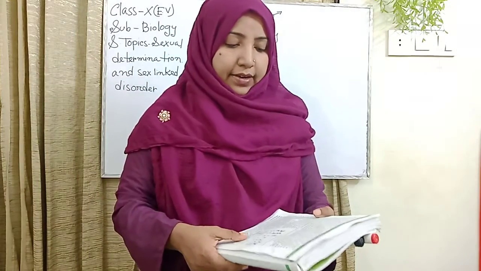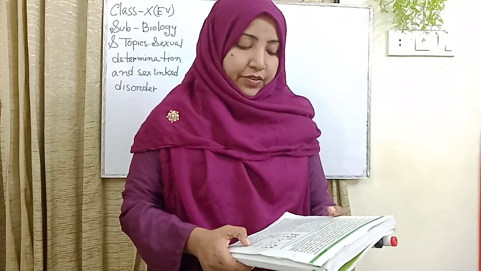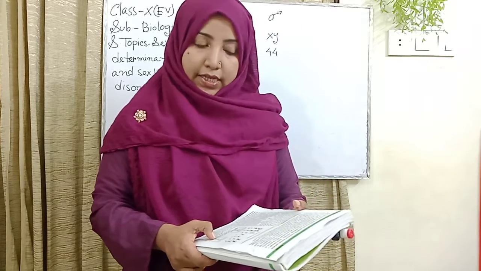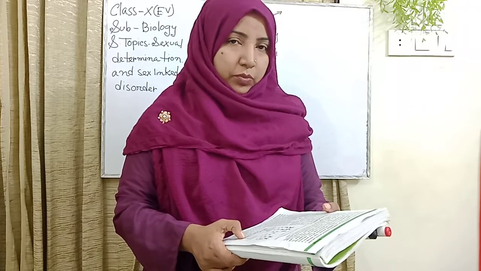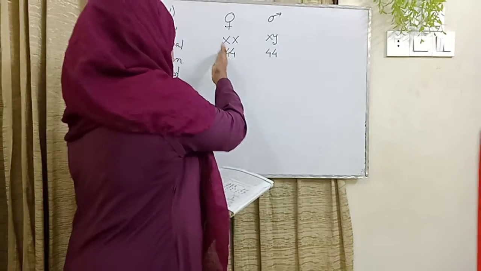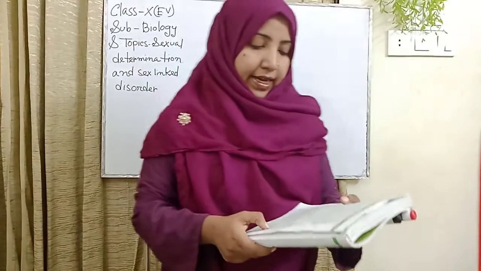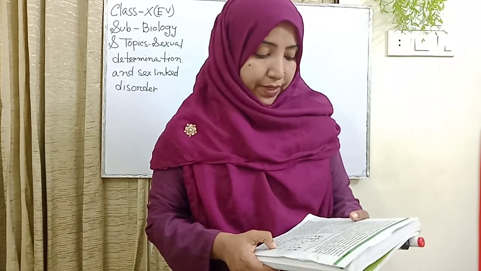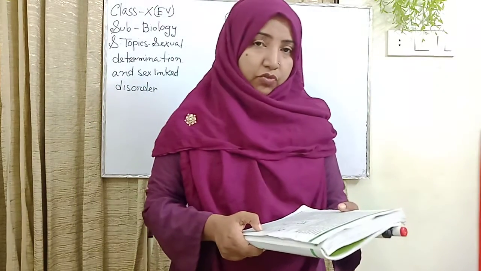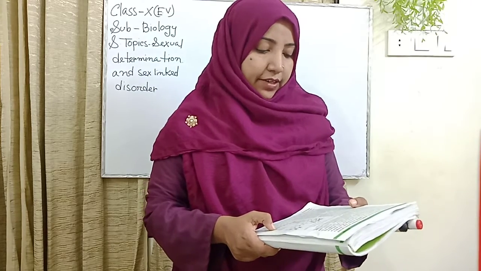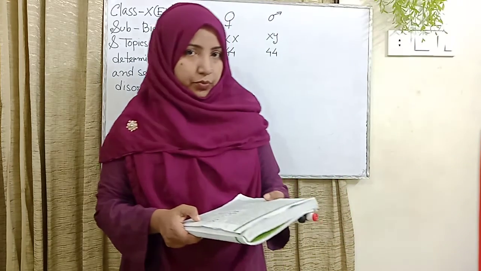In humans and other mammals, sex is determined in the same way. In the cells of the human body, the number of chromosomes is 46, or 23 pairs. Among them 22 pairs, a total of 44, are autosomes and the remaining pair is the sex chromosomes.